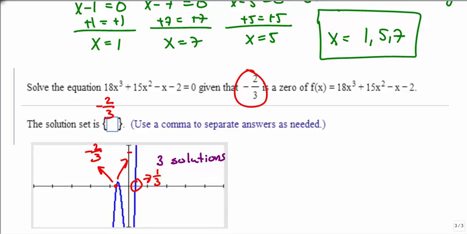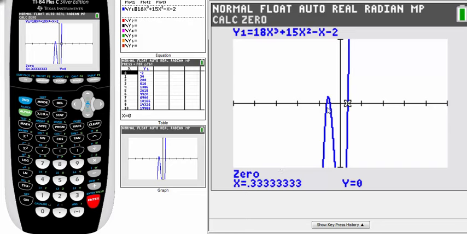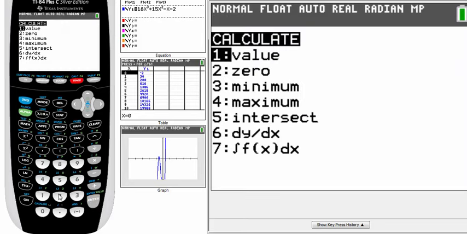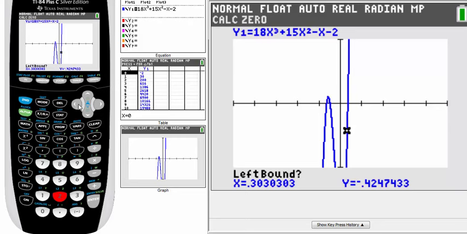And then I could go in and find my other one using the same method. I think this one's negative 2/3, so I'm going to try and find this one. So I'd go second calc. Again, I'm trying to find that 0. Now this one's going to be tough.